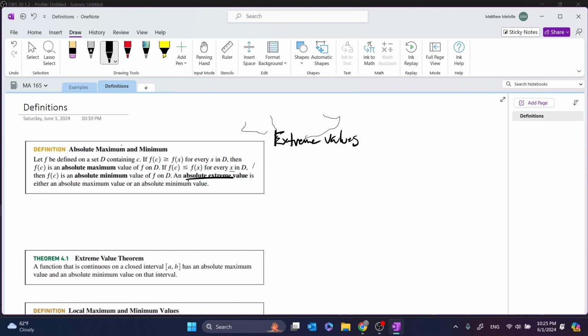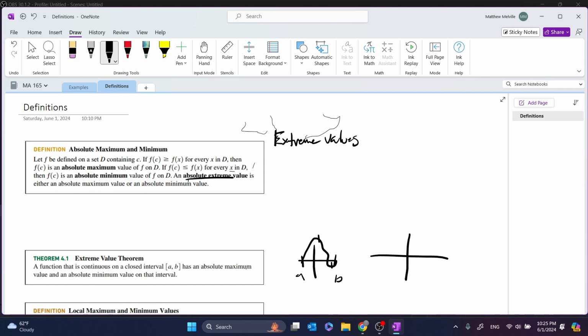Okay. These extreme values are maximums or minimums. So this extreme value theorem right here just says, hey, if it's continuous on a closed interval, A to B, it has an absolute maximum. So if I just have an interval right here, here's my interval A to B, and I have something that looks like this, then I have an absolute maximum, I have an absolute minimum.